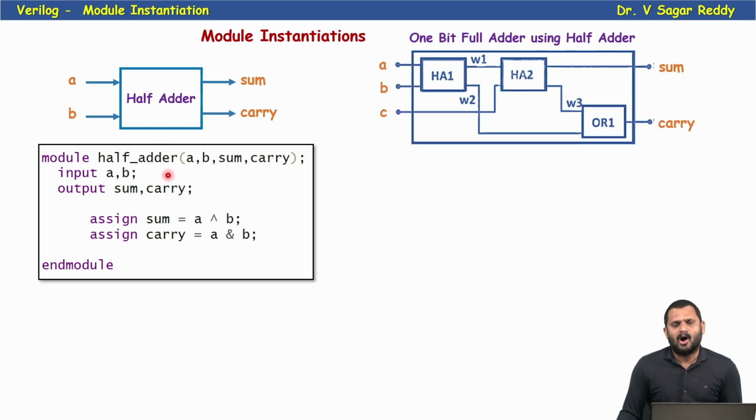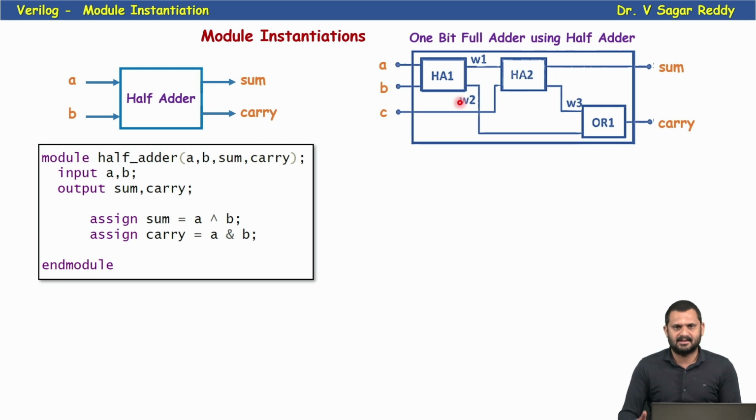Now see, how do I build a full adder? A one bit full adder using half adders. I'll explain how we instantiate this half adder in the full adder. If you look at this circuit, this model contains two half adders, half adder 1 and half adder 2, and also one OR gate. So now I'll instantiate all these three components in a single full adder. I'll use intermediate signals W1, W2, W3 as wires.